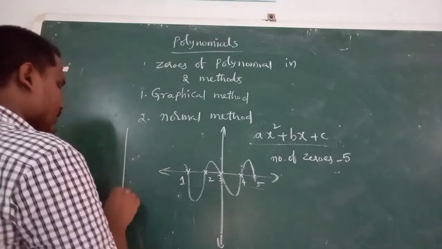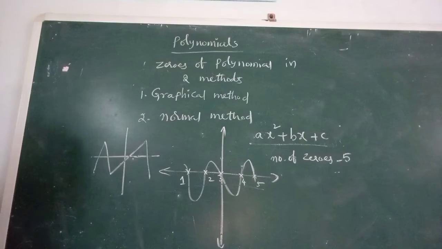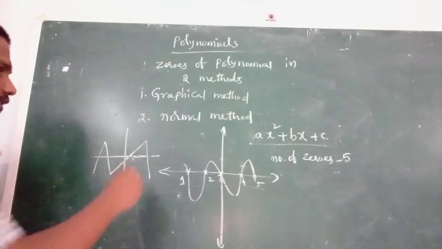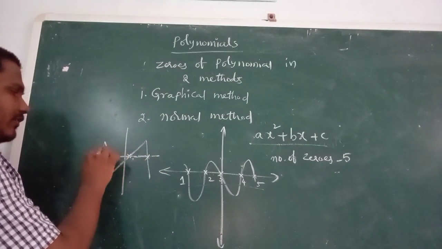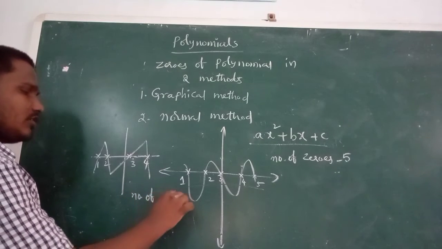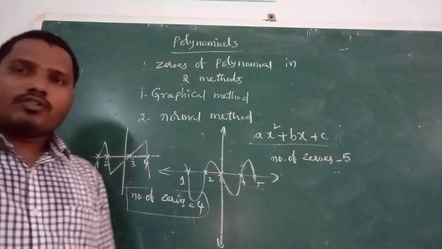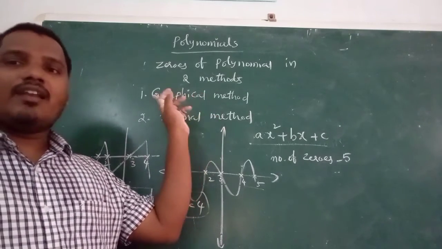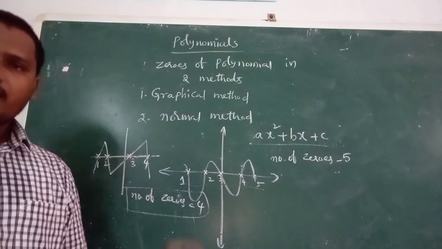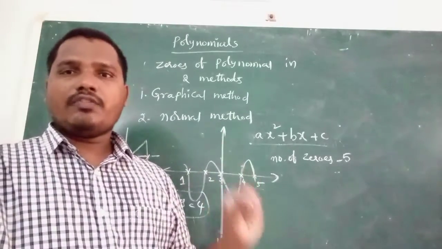Suppose you take this graph, then what is the number of zeros of the polynomial? 1, 2, 3, 4. Four times. Therefore, the number of zeros is equal to 4. This is the graphical method for finding the number of zeros.